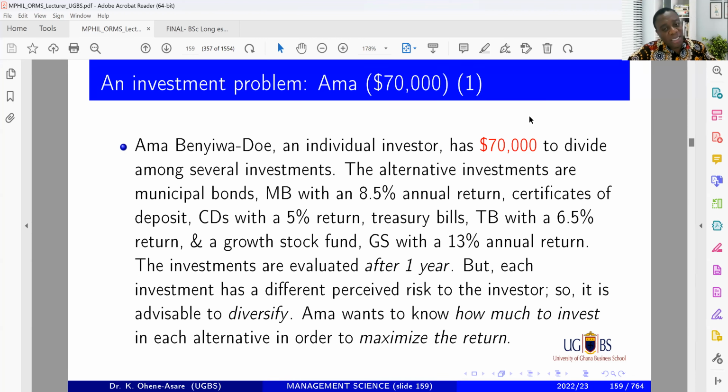If I put in 100,000, then the interest rate is 8.5%. So I'm going to get 8.5% of 100,000 and add it to the 100,000.